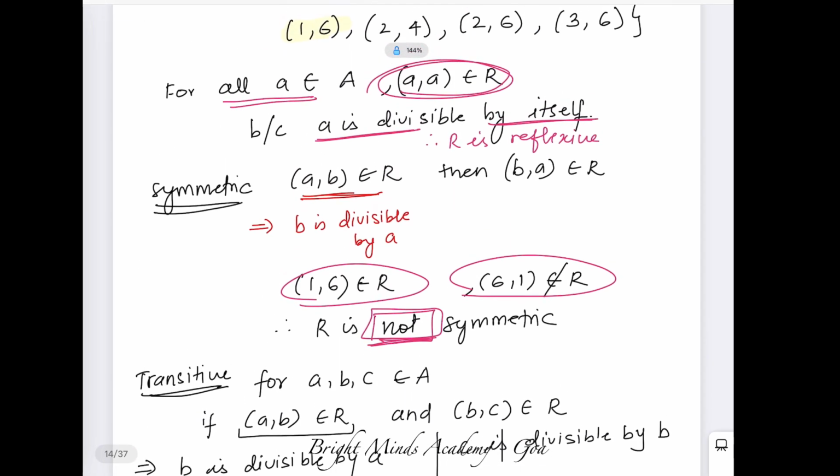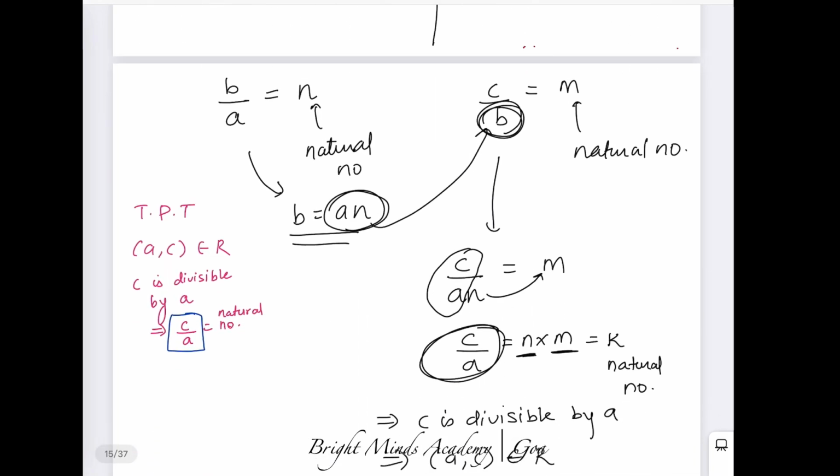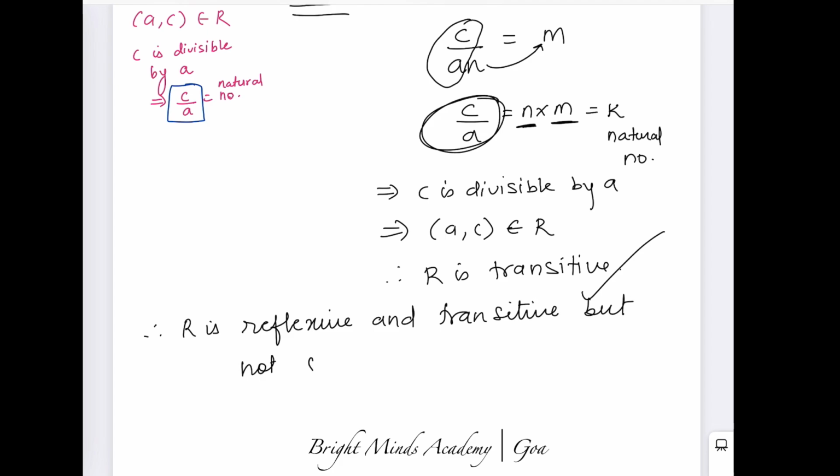We have showed that R is reflexive, we have showed that R is not symmetric, and we have showed that R is transitive. So we'll write a final statement. Therefore R is reflexive and transitive, but not symmetric.